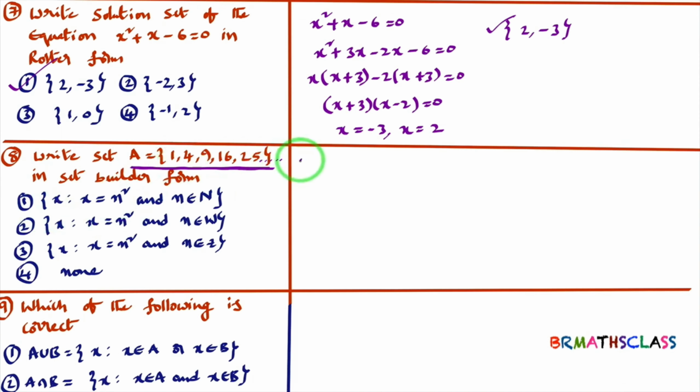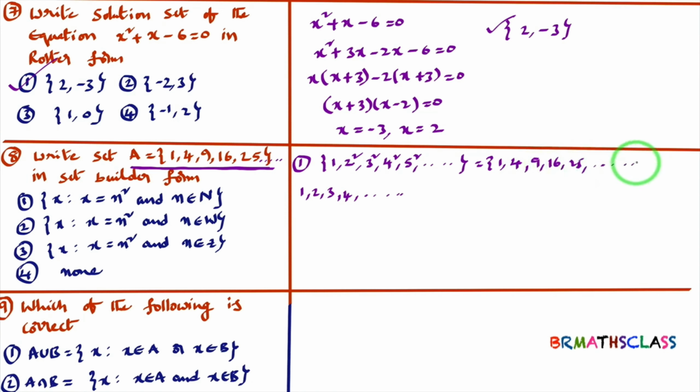You observe this first option. As per the first option, what will you get as a set? In the first option, x is a natural number. Natural numbers start from 1, 2, 3, 4 like that. Now x is n square. You take 1 square is 1. Next x is 2 square, next 3 square, next 4 square, next 5 square. Like that we will get. So this is nothing but 1, 4, 9, 16, 25 and so on. You can observe that when I write the first option in roster form, I am getting set A only.